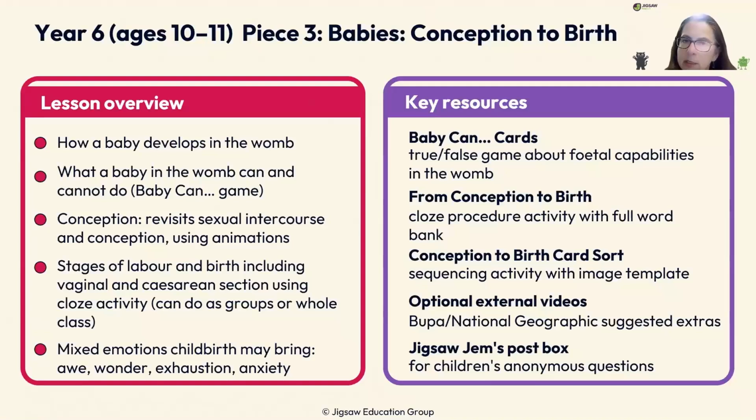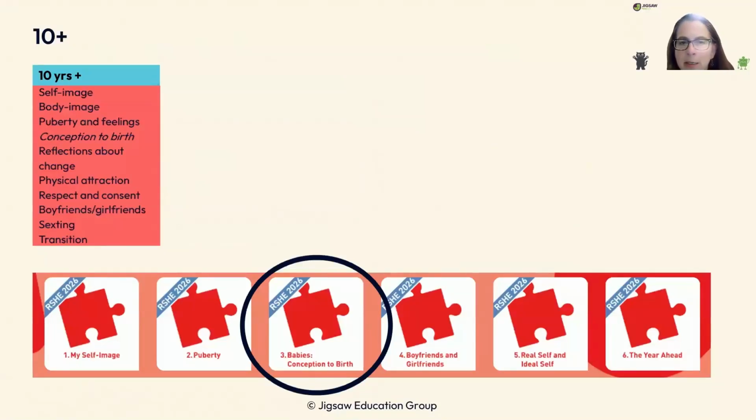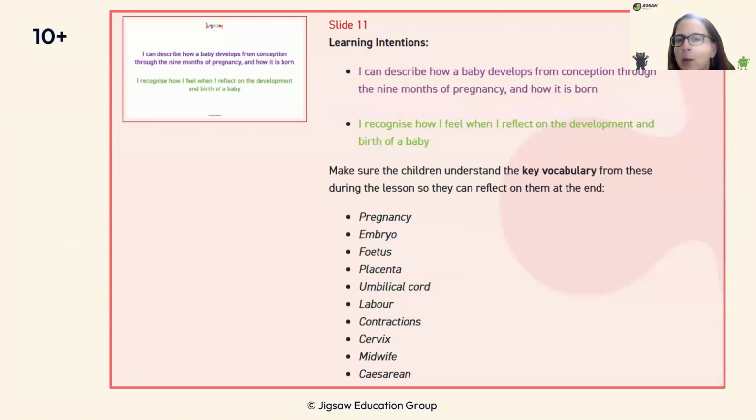There are quite a few activities there, about what baby can do in the womb. There's a closed procedure activity, and I'll show you those in a minute. And we have suggested some optional external videos. The National Geographic one is lovely for looking at the wonder of childbirth and the universality of it around the world. So do have a look at those, but you may have other things you want to include. And again, we recommend you can use a post box. So again, really clearly indicated, conception to birth, and the learning intentions: I can describe how a baby develops from conception through the 9 months of pregnancy and how it is born. And I recognize how I feel when I reflect on the development and birth of a baby.